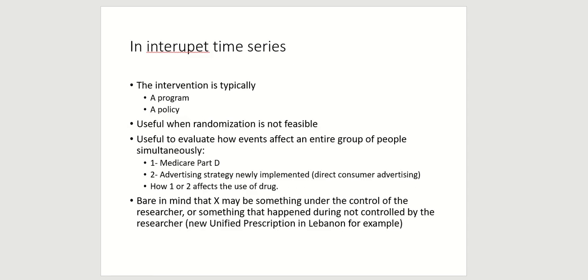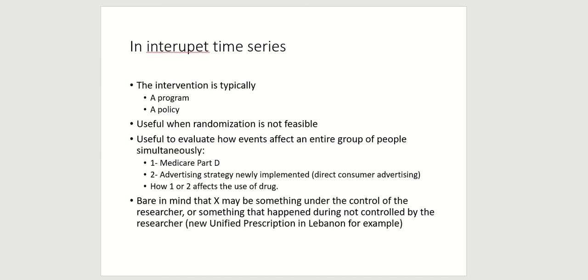So in interrupted time series, the intervention is typically a program or policy. We mentioned that. Useful when randomization is not feasible. Useful to evaluate how events affect an entire group of people simultaneously. For example, Medicare Part D. Advertising strategy newly implemented. Direct consumer advertising. And how to see one or two affect the use of drug.